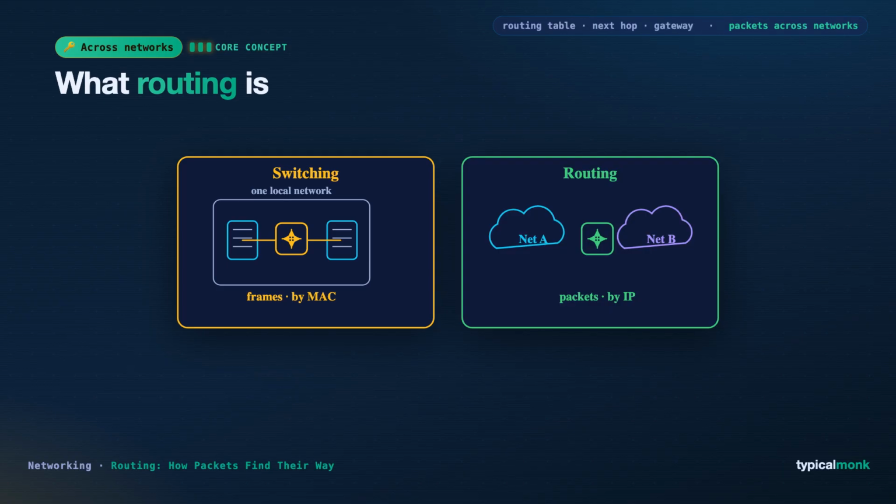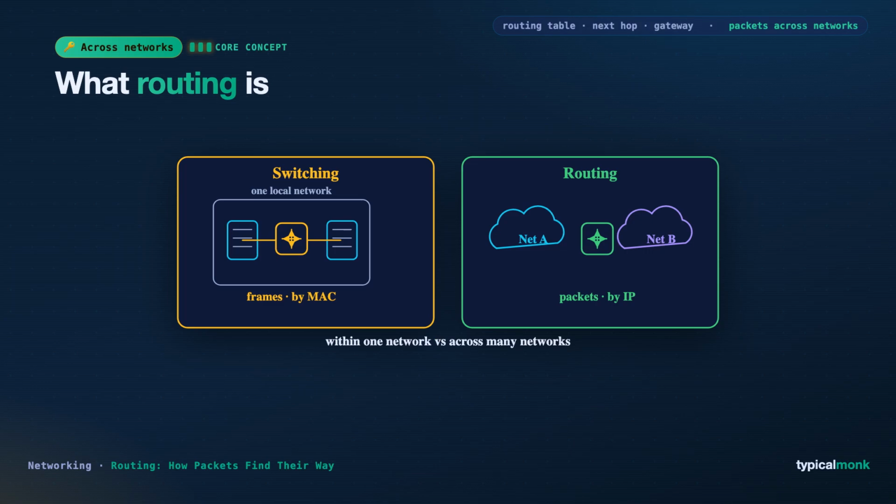Routing is the level above. It moves packets between different networks, and it makes its decisions using IP addresses, the logical hierarchical addresses designed precisely for identifying networks across the whole internet. Where a switch asks which port on my network this MAC is on, a router asks which direction leads toward this network. So the clean division is this. Switching is local delivery within a network by MAC. Routing is finding a path across networks by IP.